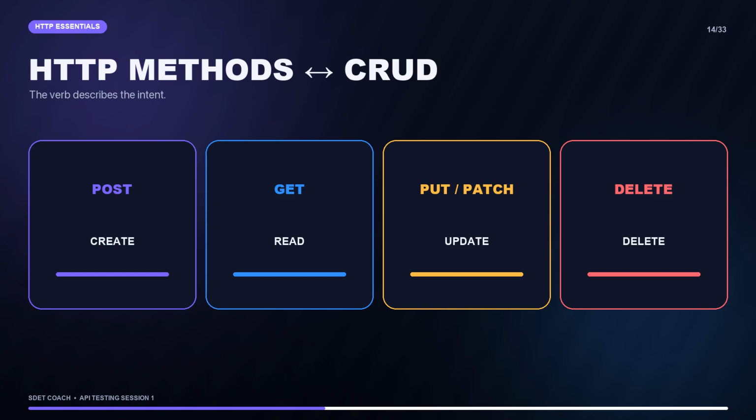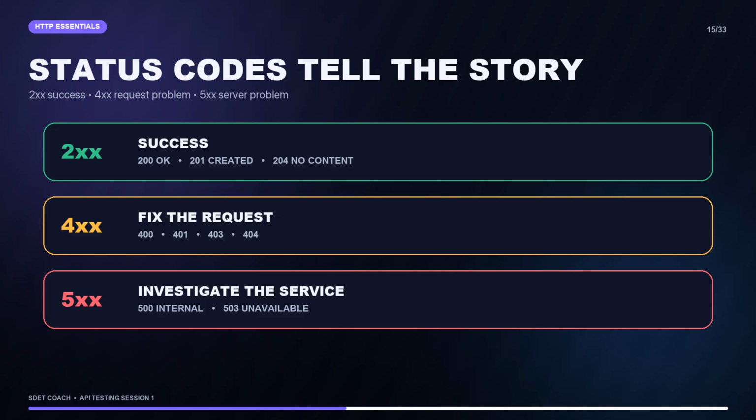Before an update, a field has one value. After it, the field has another. The response is important, but the business state is the real outcome. Status codes group outcomes into families.